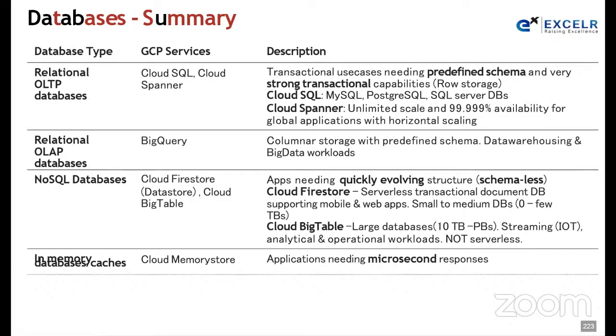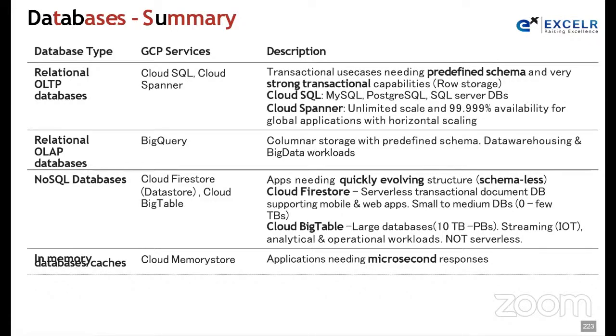If you look at a relational OLAP database within GCP, then you should go for BigQuery. Why is it so fast? Because it is using the underlying columnar storage, which is supported by the Parquet file system. Because of that, you are going to get very high performance.